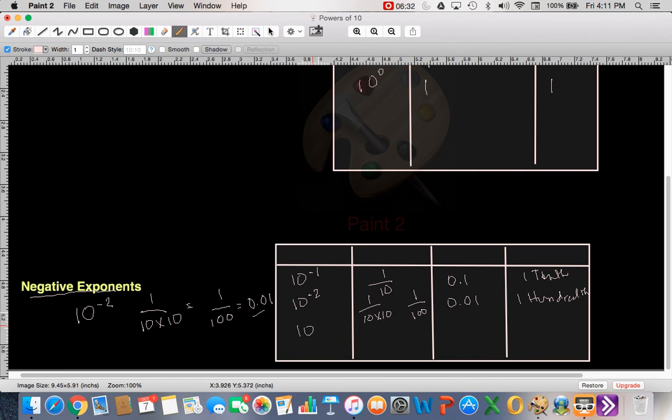So if you raise this to the negative power of 3, 1 over 10 times 10 times 10, which is equal to 1 over 1000, and this would be 0.001 or 1/1000. Got it?